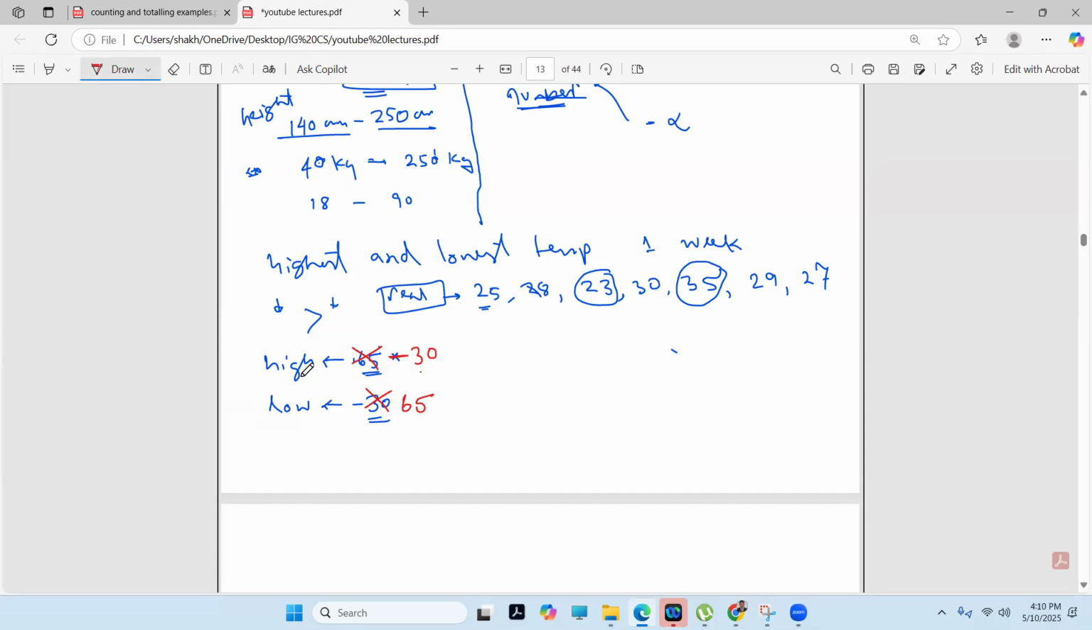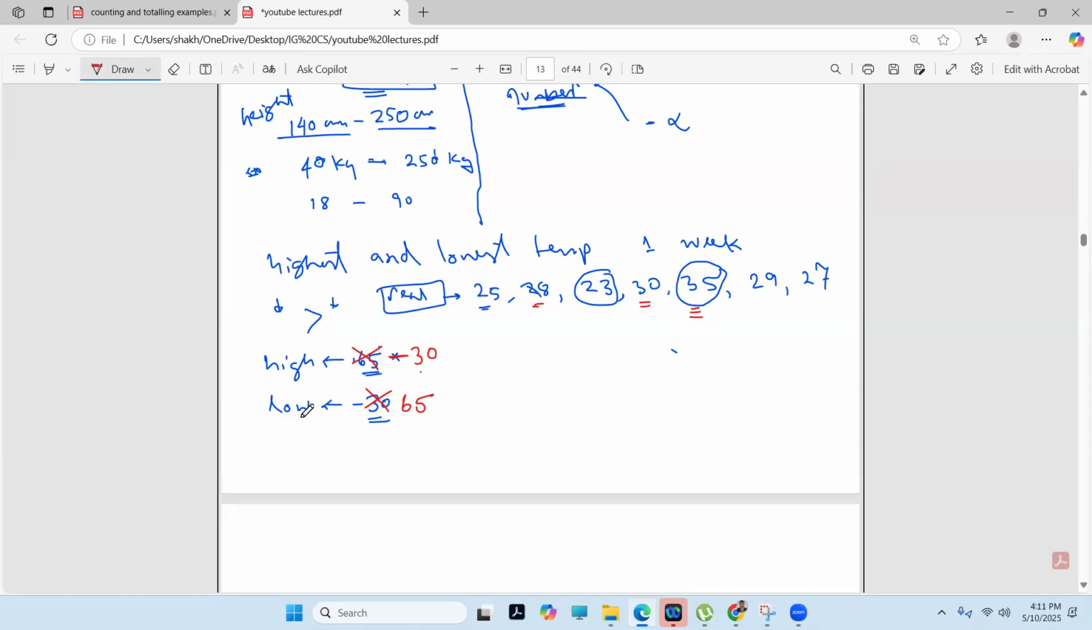Now, what is our latest value for highest? -30. Let's start the comparison again. -30 compared with 25, so 25 is the highest. Then 25 will compare with 28, 28 is the highest. 28 compared with 23, still 28. 28 compared with 30, 30 is the new highest. 30 compared with 35, 35 is the new highest. 35 compared with 29, still 35. 35 compared with 27, 35. So the final value is 35.